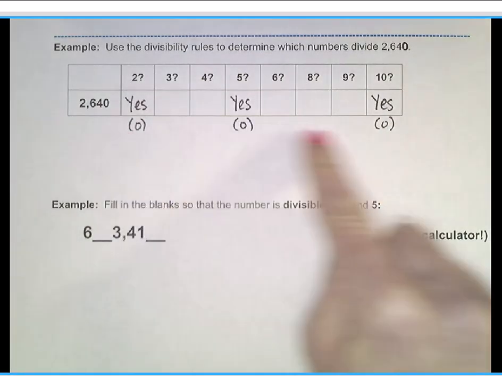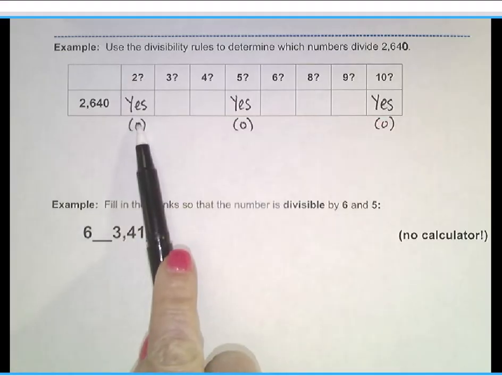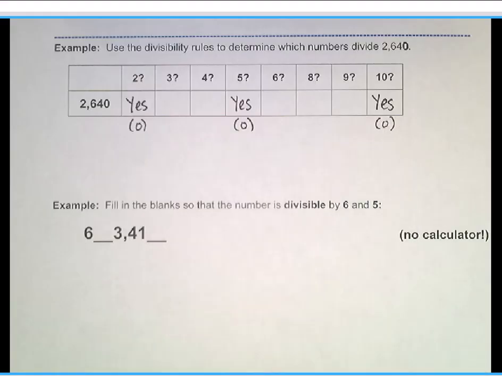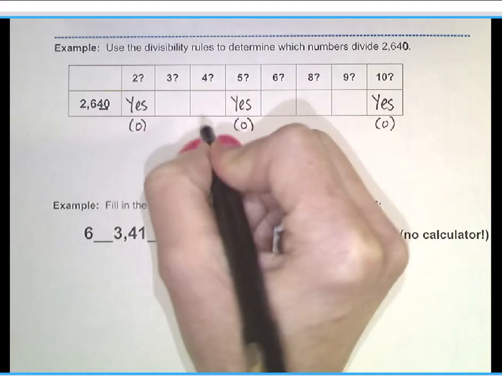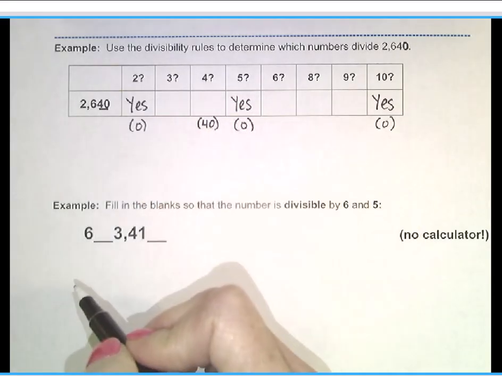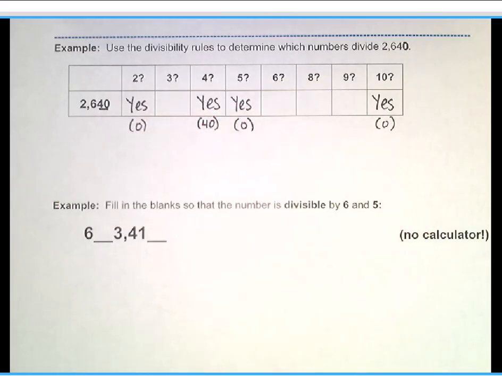So it's kind of like playing off the same rule. You just look at the last digit. The last digit was even, it was a 0 or a 5, and it was a 0. So those are all yeses. Now let's look at the rule for 4. For 4, you have to look at the last 2 digits. So you're looking at the number 40. Does 4 divide 40? Yes. So it will divide 2640.